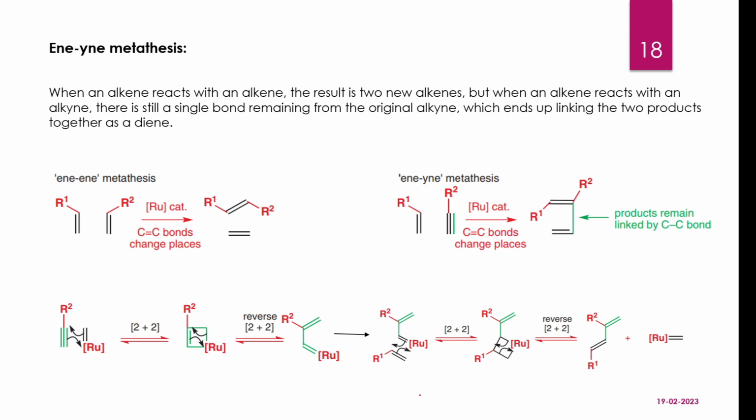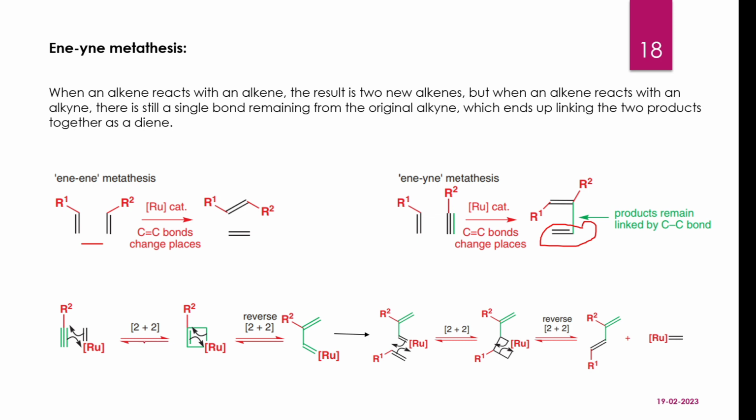Next is ene-yne metathesis. When an alkene reacts with an alkene, the result is two new alkenes. But when an alkene reacts with an alkyne, there is still a single bond remaining with the original alkyne, which ends up linking the two products together as a diene. So in ene-yne metathesis, these two alkene systems will join. But in the case of alkyne, there are two alkene systems. So one will join with this alkene, but a remaining alkene system will still be there.